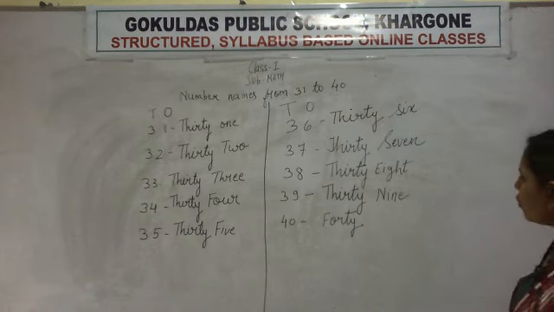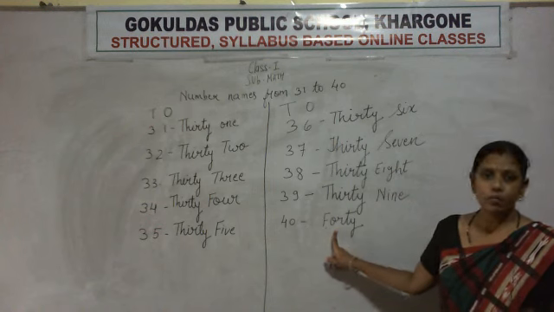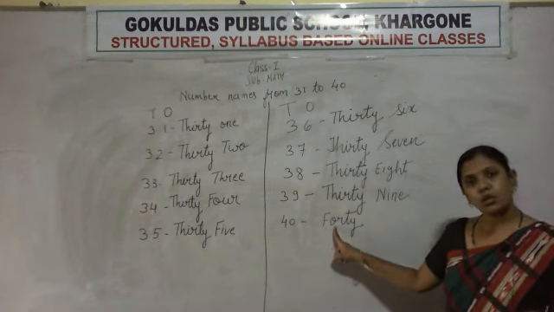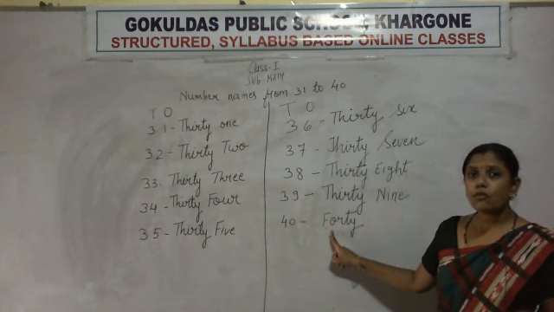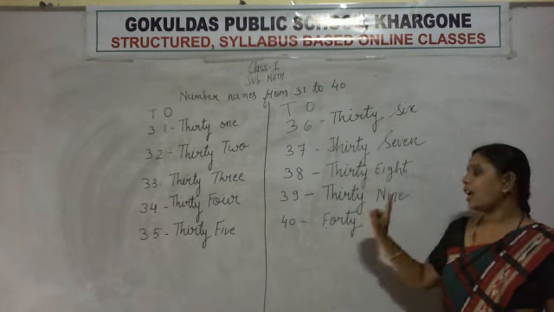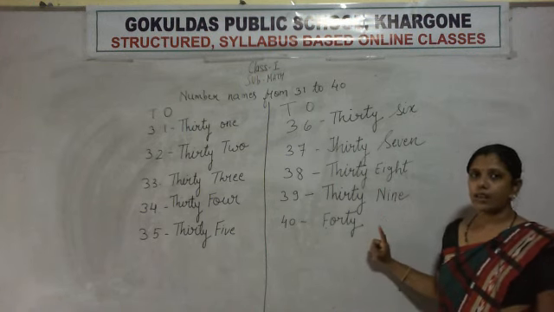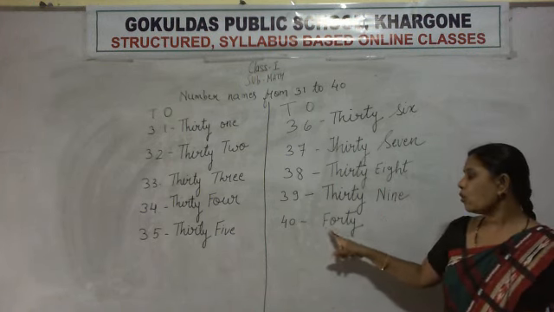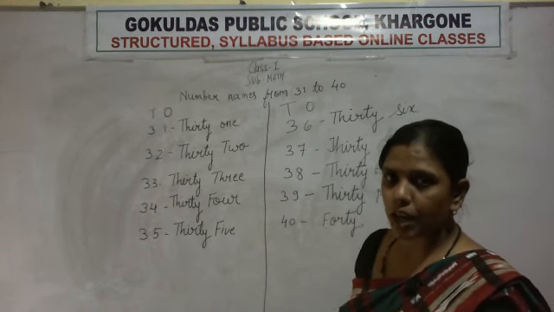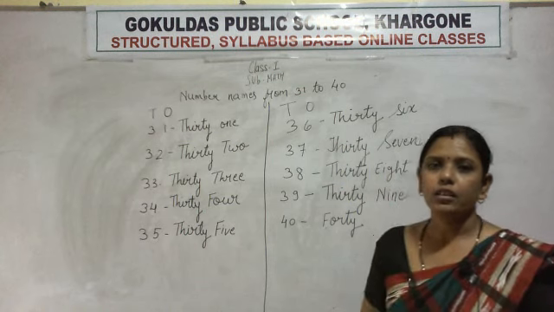In the spelling of 40, U will not come. Okay? In the spelling of 40, we will not write U. Only, what is the spelling of 40? FORTY. Repeat. FORTY. Very good. Again, FORTY. 40. U will not come in the spelling of 40.